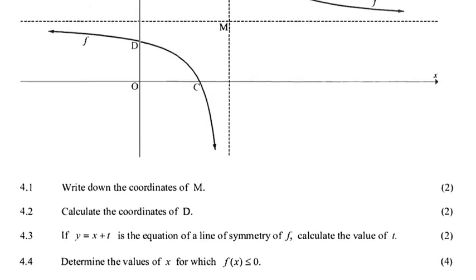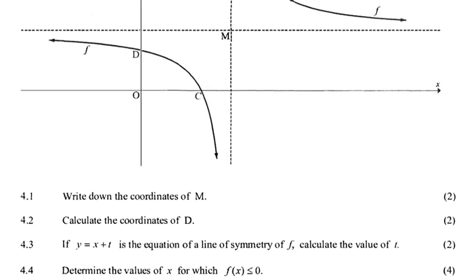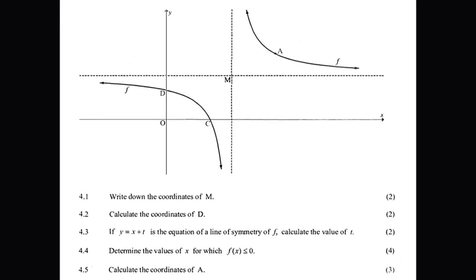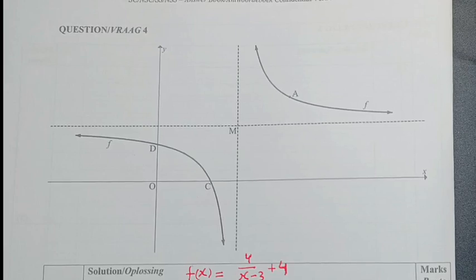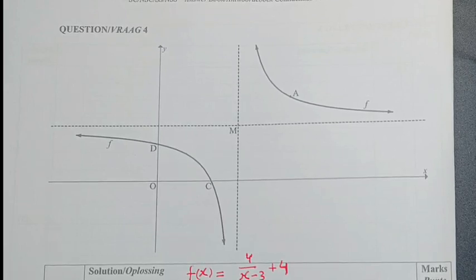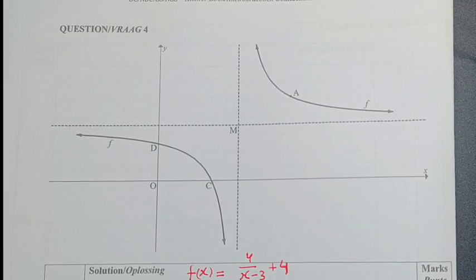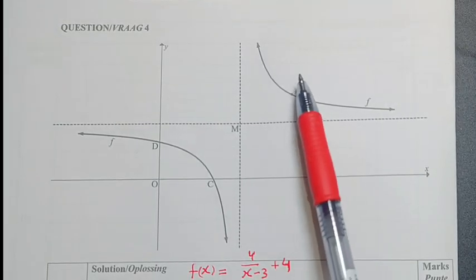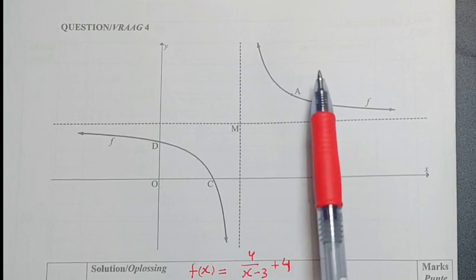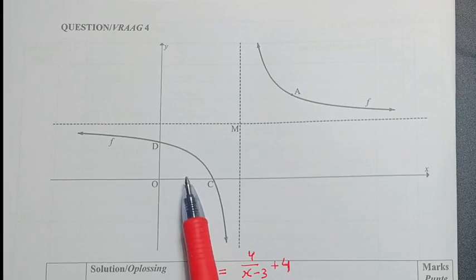Question 4.3 says if y = x + t is the equation of a line of symmetry of f, calculate the value of t. This is a question about the equation of the positive axis of symmetry of f. He has given y = x + t as a line of symmetry, which means the positive axis of symmetry, which lies in quadrants 1 and 3.